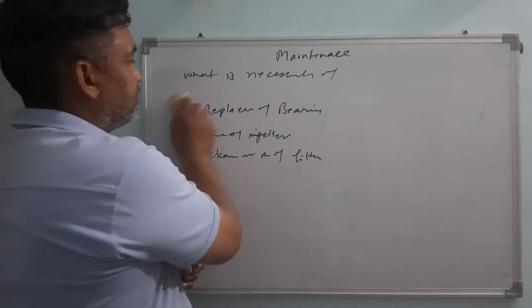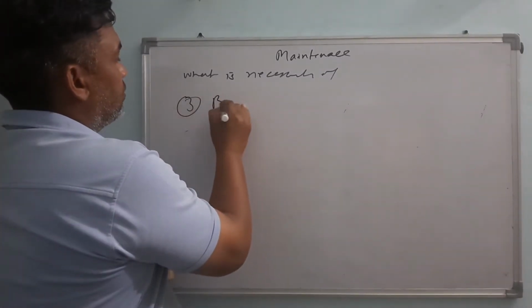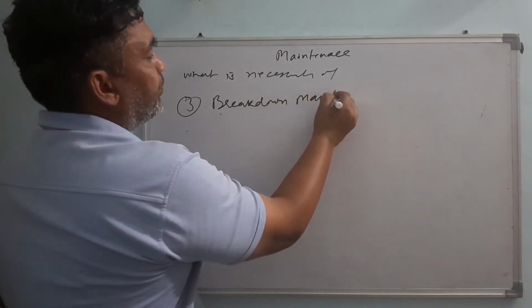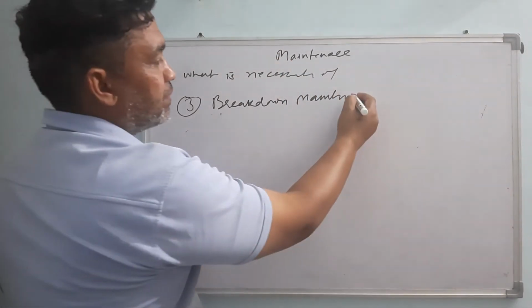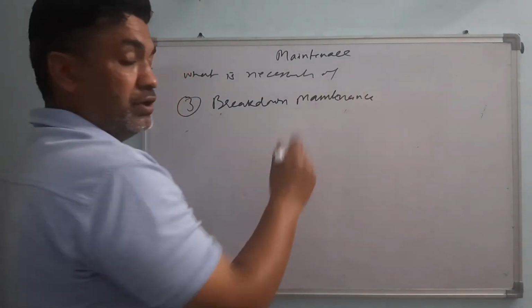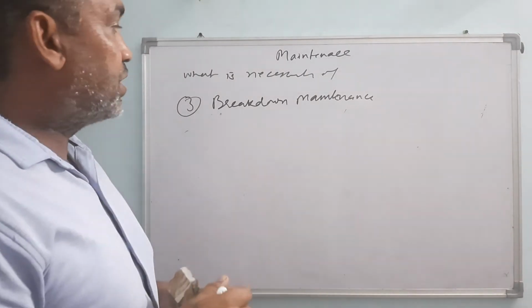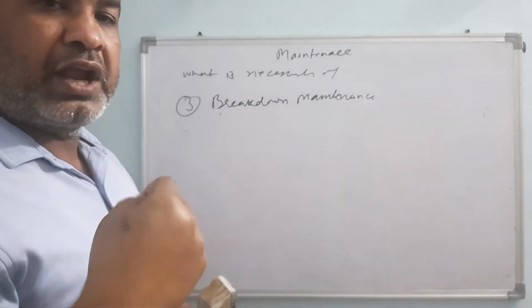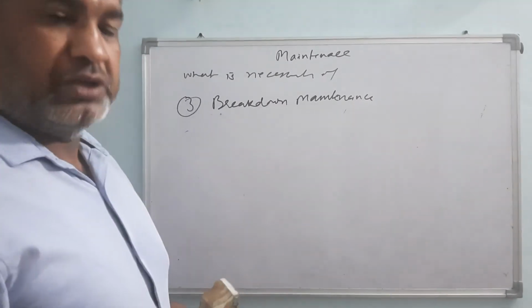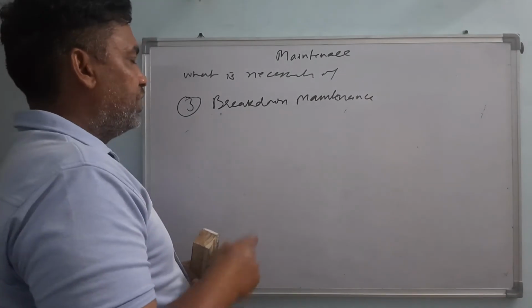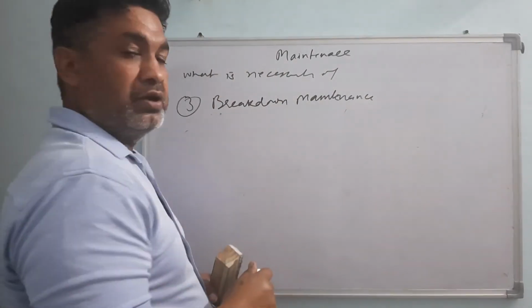And the third is breakdown maintenance. This type of maintenance is unwanted in a plant because it is hazardous to man, equipment, and connecting or nearby equipment, or maybe hazardous to the total plant. So we do not want this type of maintenance in our industry.